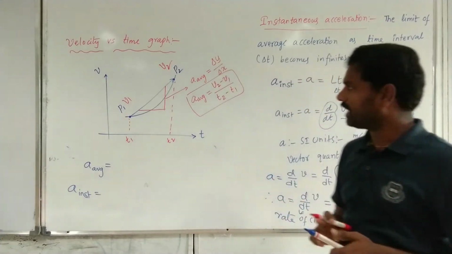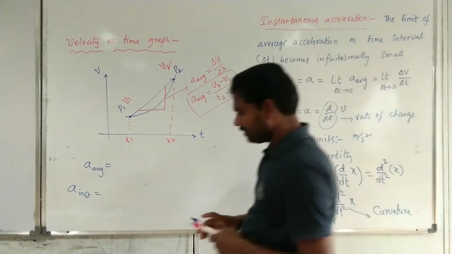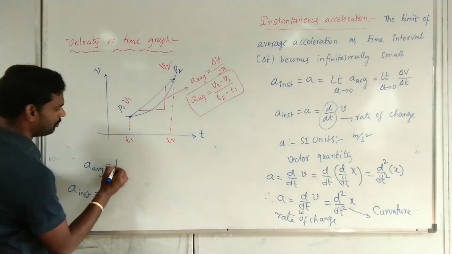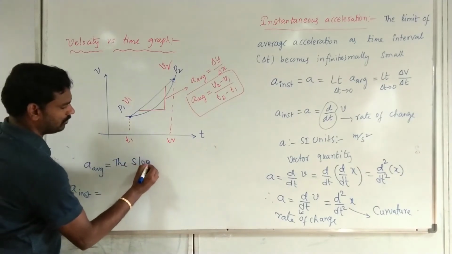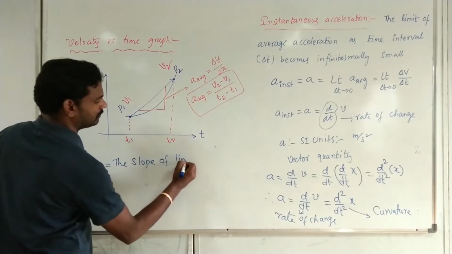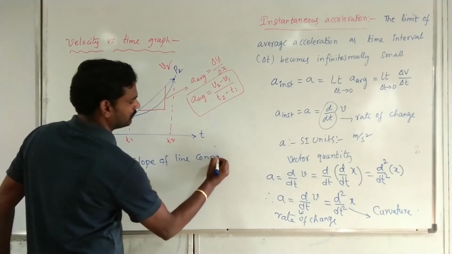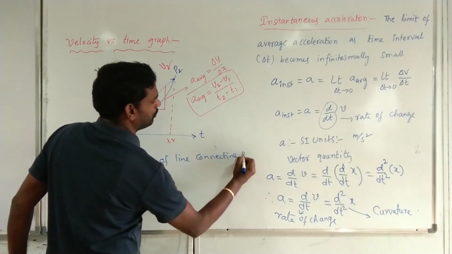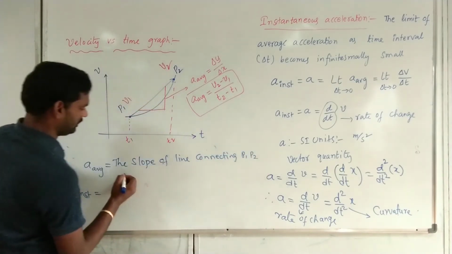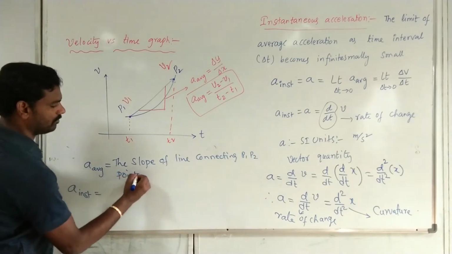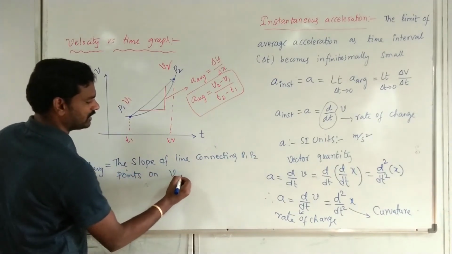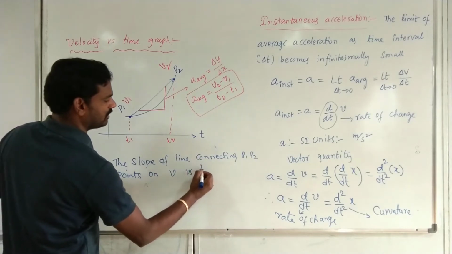How will we find out average acceleration on a vt graph? The slope of the line connecting p1, p2 points on the velocity versus time graph.